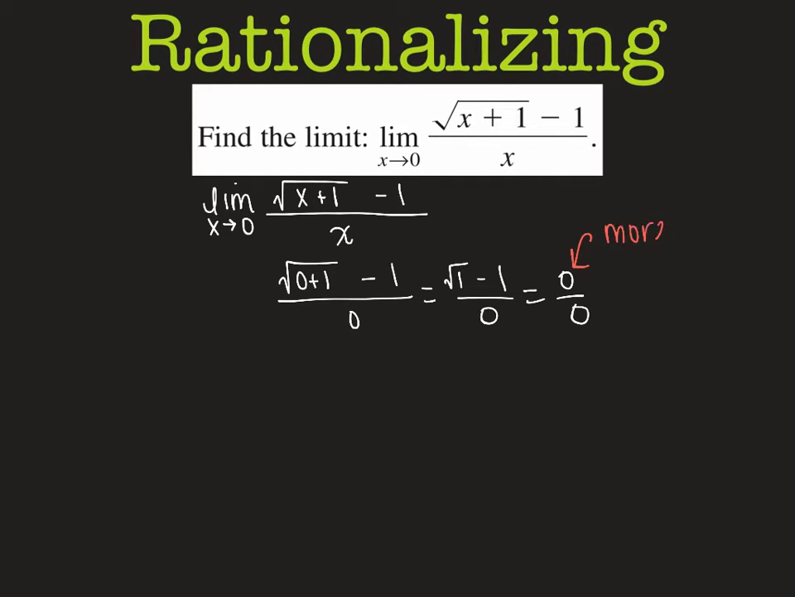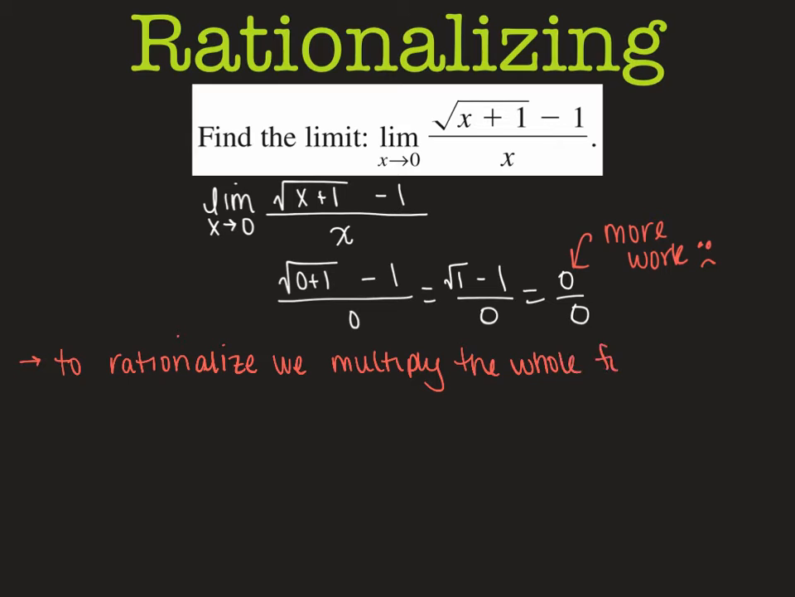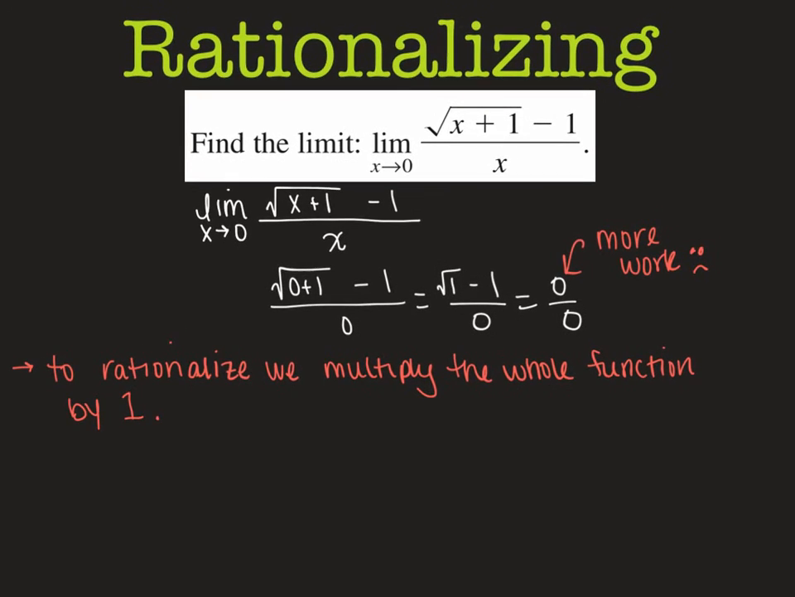So this means more work for us. I know, it's not fun. So we do need to figure out what rationalizing means. So for those of you that might have had me before, you might remember this, but for those of you that haven't, and even if we just need a refresher, here we go. Okay, so to rationalize, we multiply the whole function by 1. So the issue is you need to determine how 1 is going to be written. So I'm going to put this in parentheses, written as the conjugate.